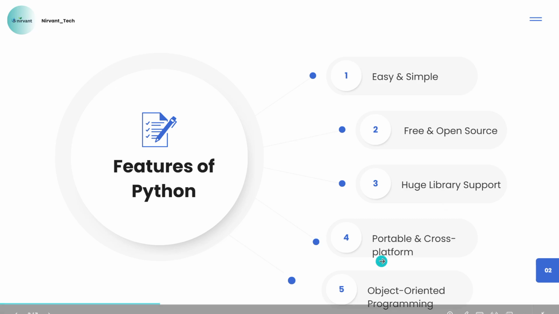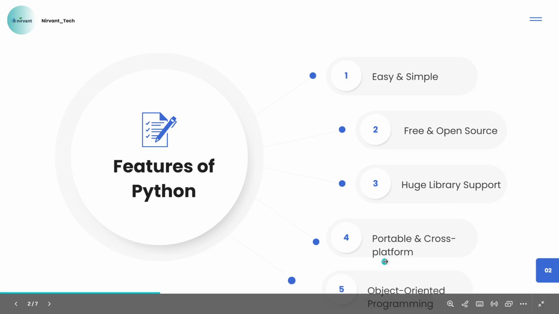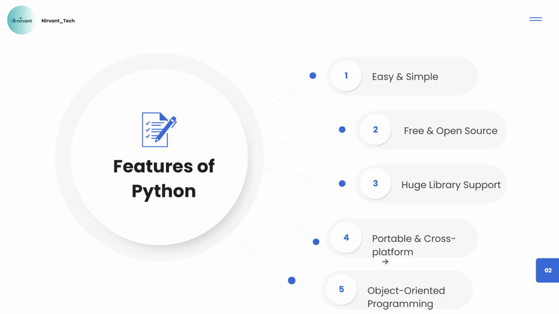Okay, so the fourth one is portable and cross platform. What does it mean? Write the code once, run anywhere. Portable, cross platform means what? Write code once, run anywhere. First of all, you can write the code and you can run it anywhere, like Windows, Mac, Linux. There is no restriction on it to run or execute the program.